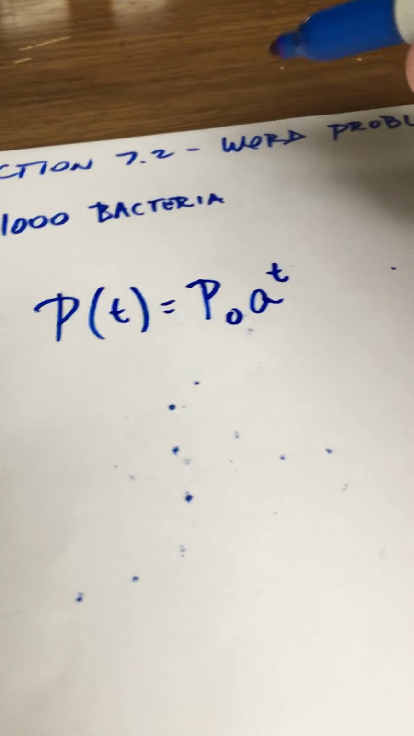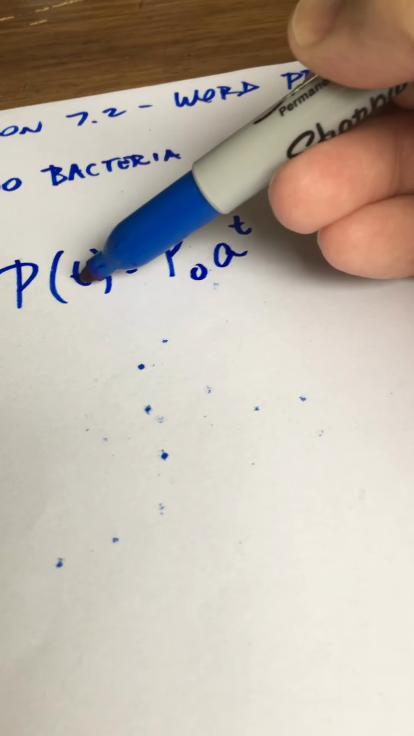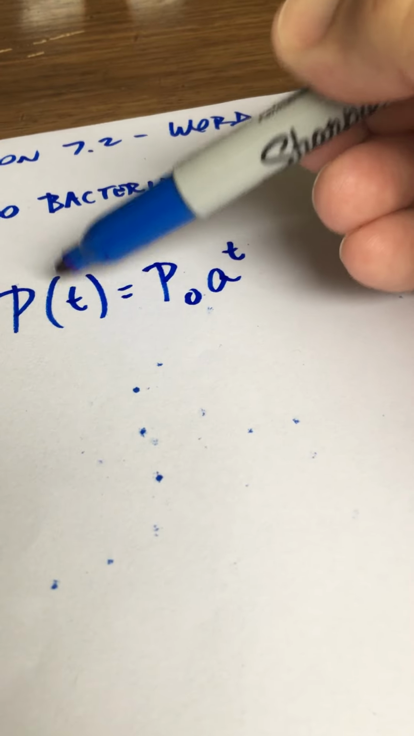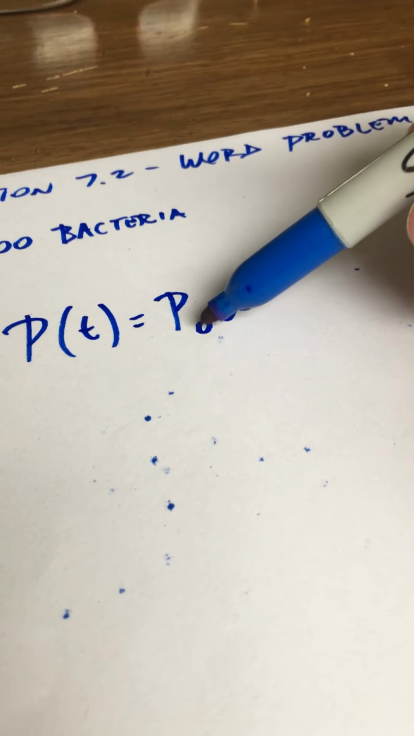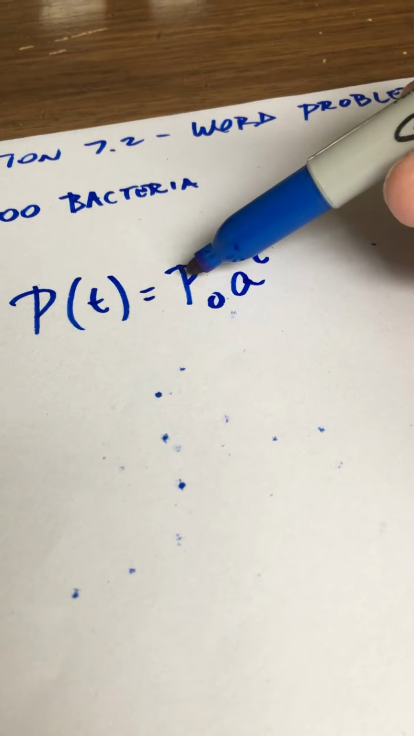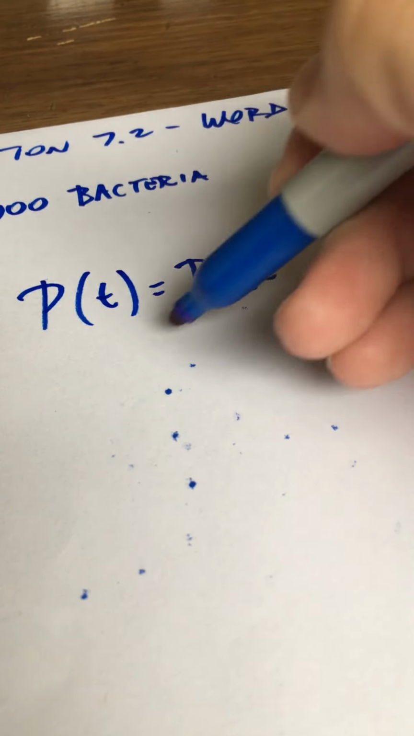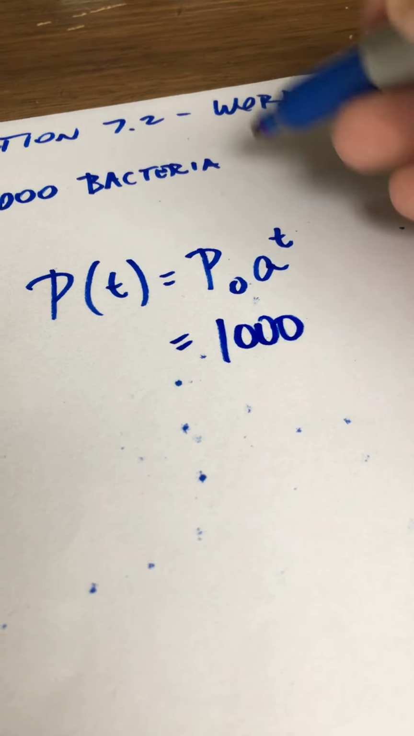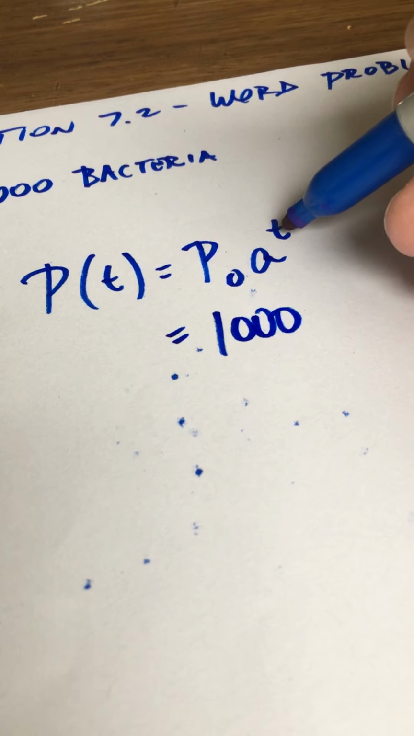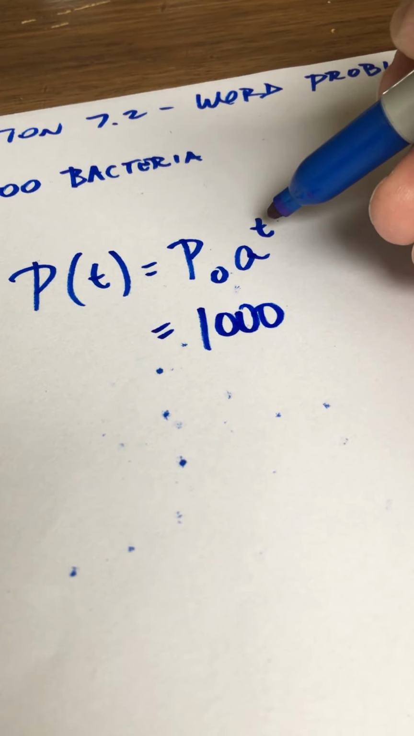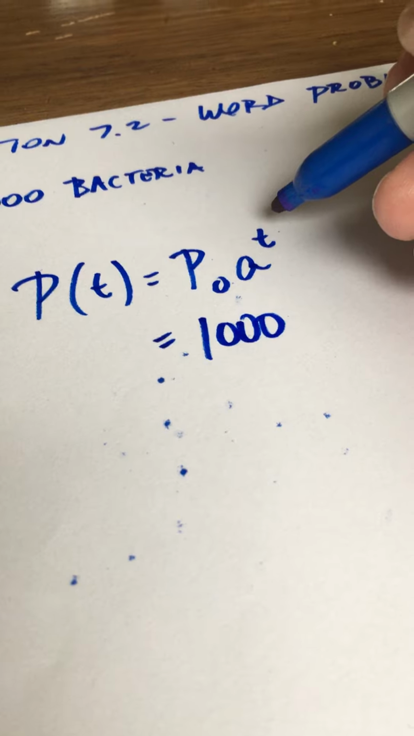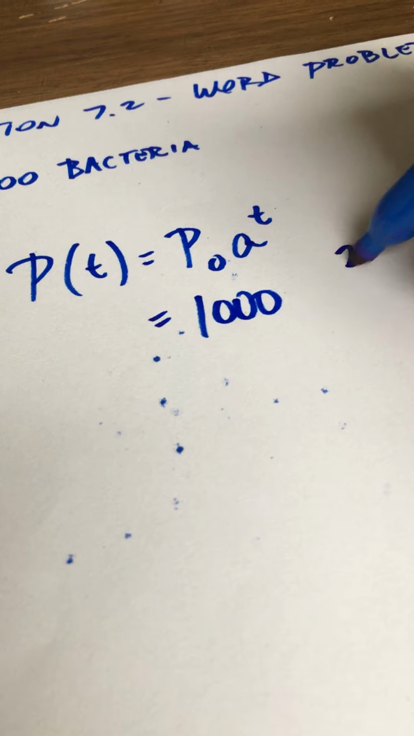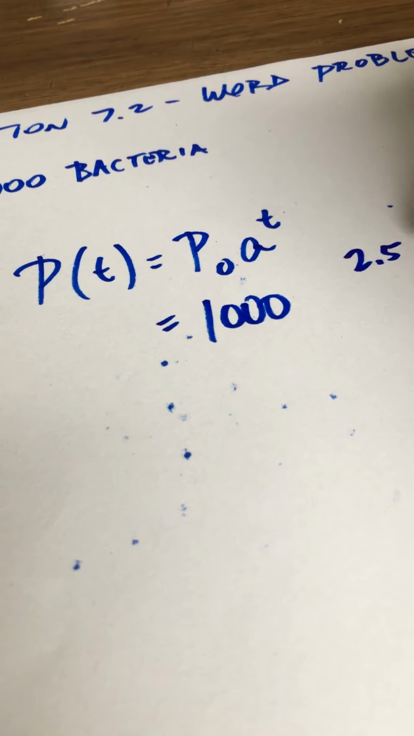Now what these letters stand for: P of t is the population after so much time, after 2 hours, after 4 hours, whatever you plug in for t, that's going to tell you the population at that time. P sub 0 means the population when you started, which in this case is going to be 1,000. We started with 1,000 bacteria. The t, of course, is time. It says how many bacteria will there be after 2.5 hours, so we know we're going to put 2.5 in for the time.